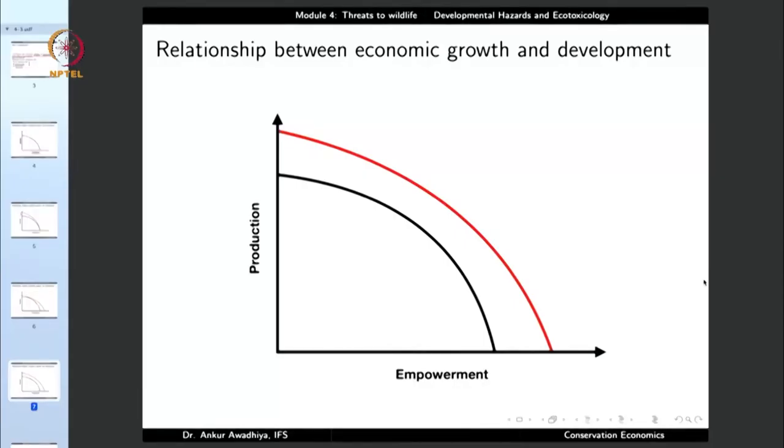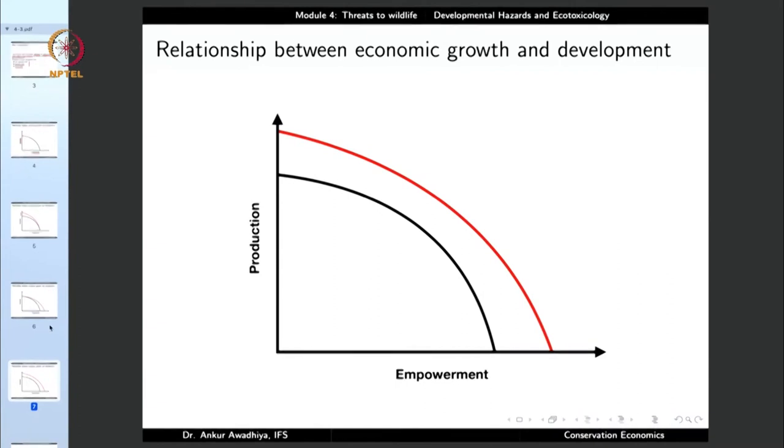So for instance, if our society just wanted to produce more and more cars, and it led to such a huge amount of pollution that everybody in the society became ill. So in that case, we will say that there has been an economic growth, but at the cost of empowerment. And so we will not say that the society has developed economically. So there is no economic development, even though there is a growth. So this is a distinction that we need to keep in mind.